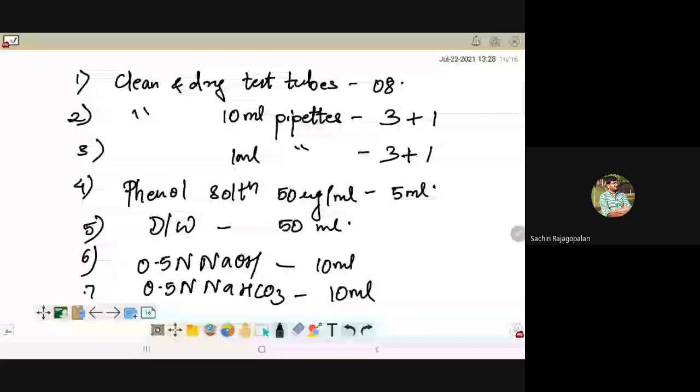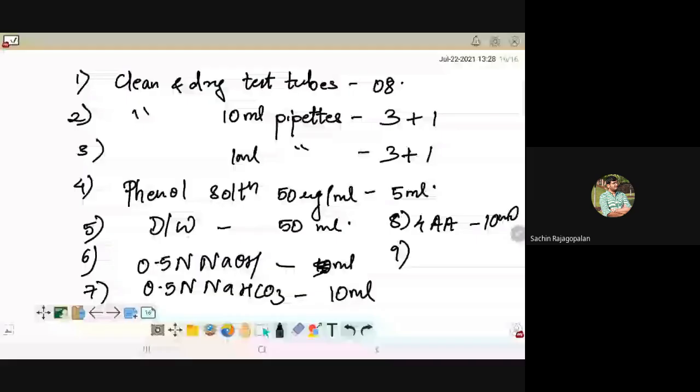Right? Then 4-amino antipyrine. You can ask for 10 ml because 1 ml per tube. Or rather, 10 ml से भी काम नहीं चलेगा. You may need a little more of it, 15 ml each. Then potassium ferricyanide. That also you will need around 10 ml, 1 ml per tube, right?